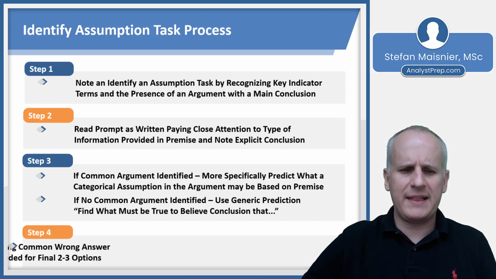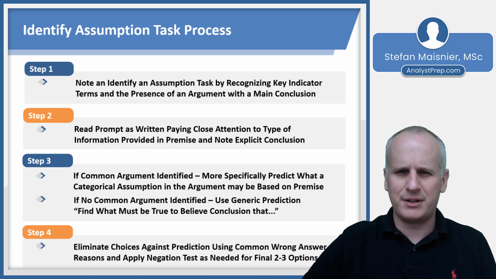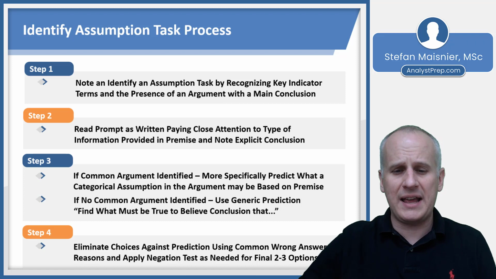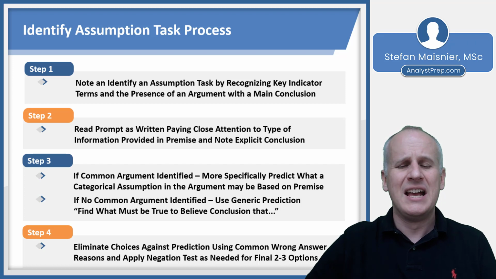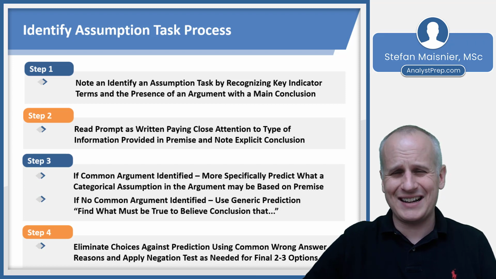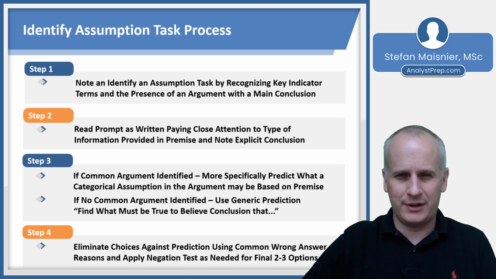whatever the conclusion is. And then step 4, eliminate your choices against the prediction using your common wrong answer reasons and apply the negation test if needed to eliminate and work through those last 2 to 3 options. You really shouldn't be doing this for every answer choice. And honestly, you probably need to do it at most once or twice, because once you determine that one of the answer choices is a negated no impact or a negated strengthen, the other one has to be the right answer, or vice versa. As soon as I find something that is a negated fail, I don't really have to consider the other ones. But you shouldn't be doing this for every answer choice because it's probably just not necessary itself, which is kind of ironic. And it's probably going to be too time consuming to do so.